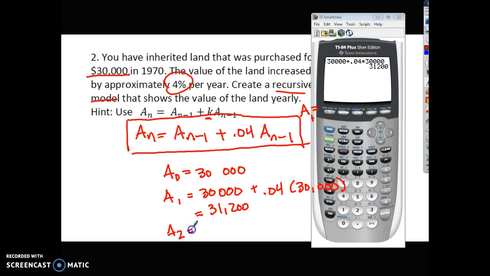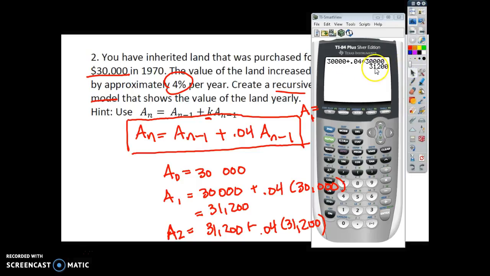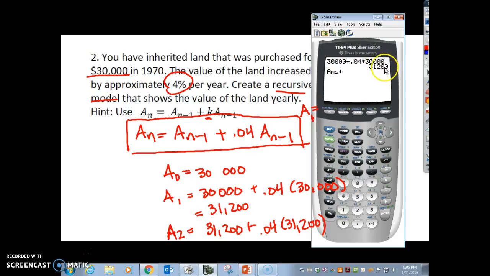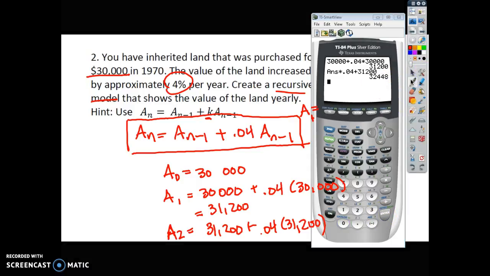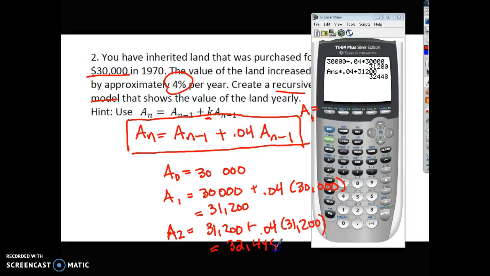What if it asked me to find a2? A2, well, how does the model work? It says go to the previous one, which is what? 31,200 plus 0.04 times 31,200. So how would this look? This will look like 31,200 times 0.04, so I'm doing this part first, plus 31,200. A2 would be 32,448. This is $32,448. That's how much it would be worth after 2 years. And you could keep it going. Again, recursion, all that means is that it repeats itself. You have to go back to the last one in order to keep going.